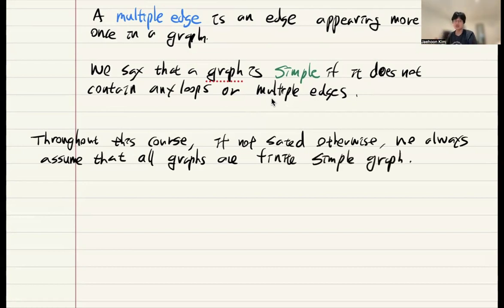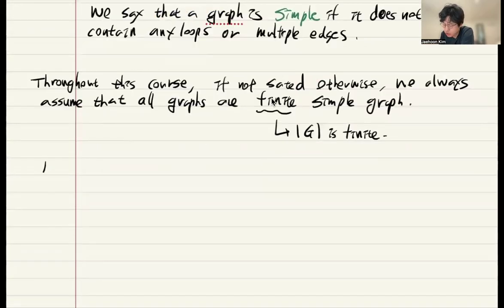So if we say something is a graph or a graph is given, then we always assume that this is a finite simple graph, meaning that the number of vertices is finite, and there are no loops and no multiple edges. So this finite means that the order of G is finite. And if we have to mention a non-simple graph, we use different terminology. We say multigraph.